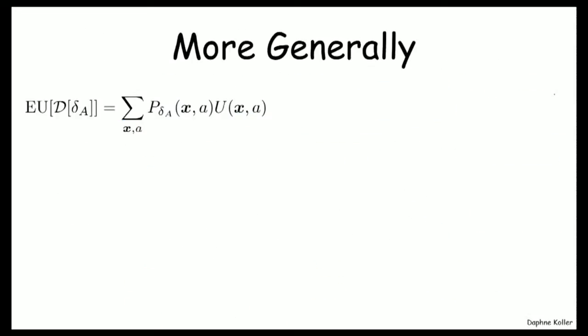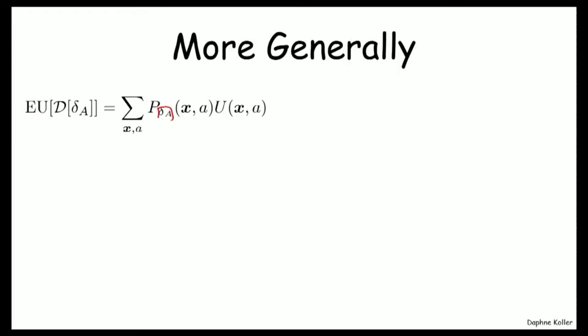So now let's generalize this to arbitrary decision diagrams. We're going to focus for the moment on single utility nodes and single action nodes. The more general case is a little bit more complicated, and we're not going to go through it, but the principles are very similar.